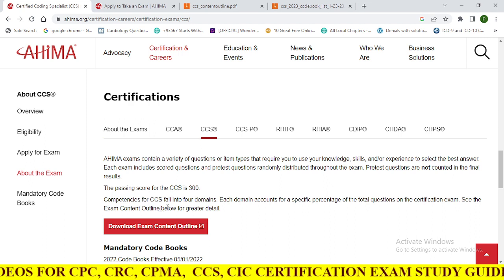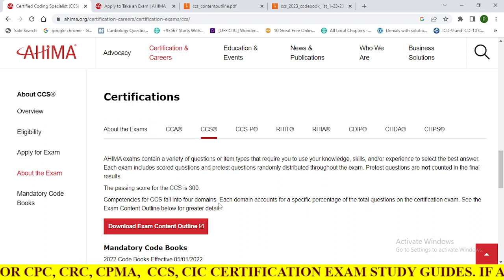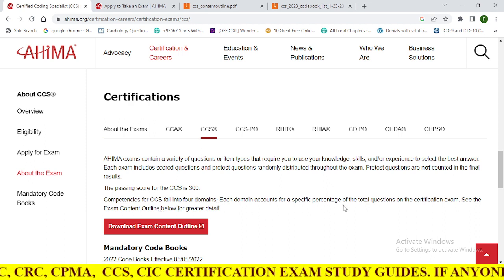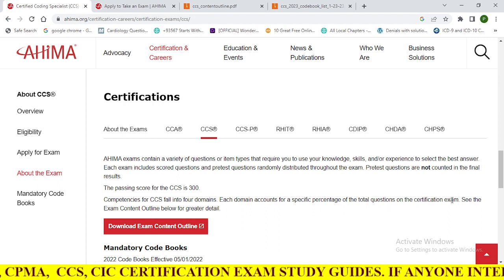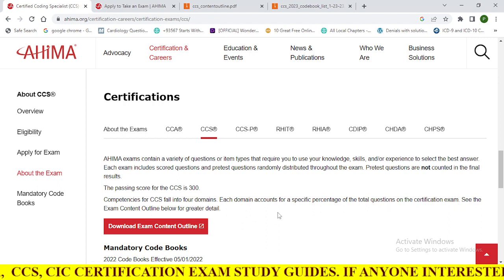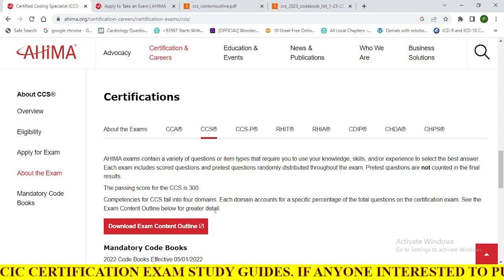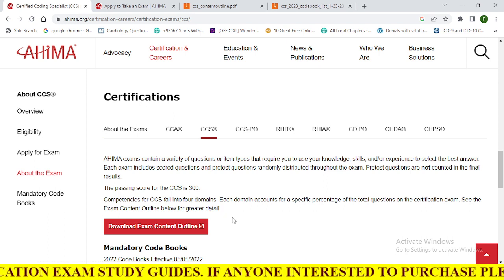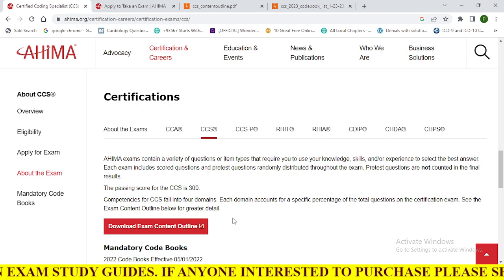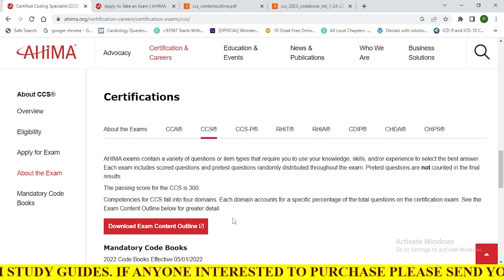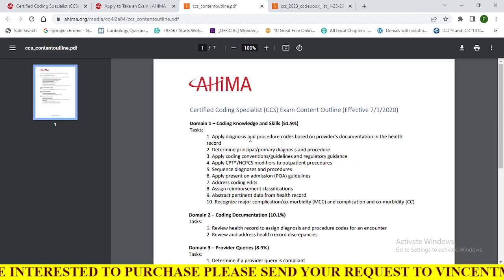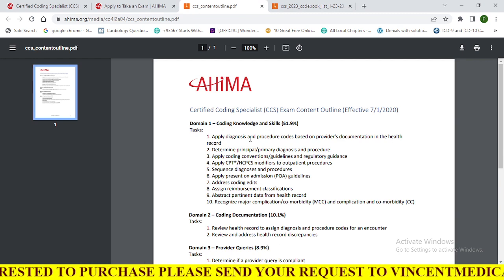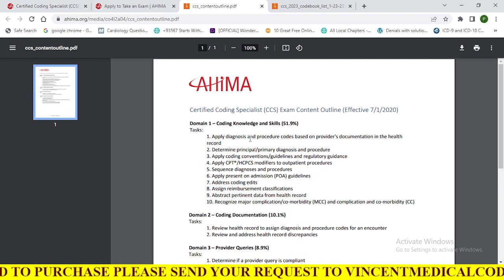The competencies for CCS fall into 4 domains. Each domain accounts for a specific percentage of the total questions on the certification exam. See the exam content outline for greater detail. Each CCS exam contains 4 domains. Now we are going to learn what those 4 domains are. These are the 4 domains which will be included in the CCS exam.